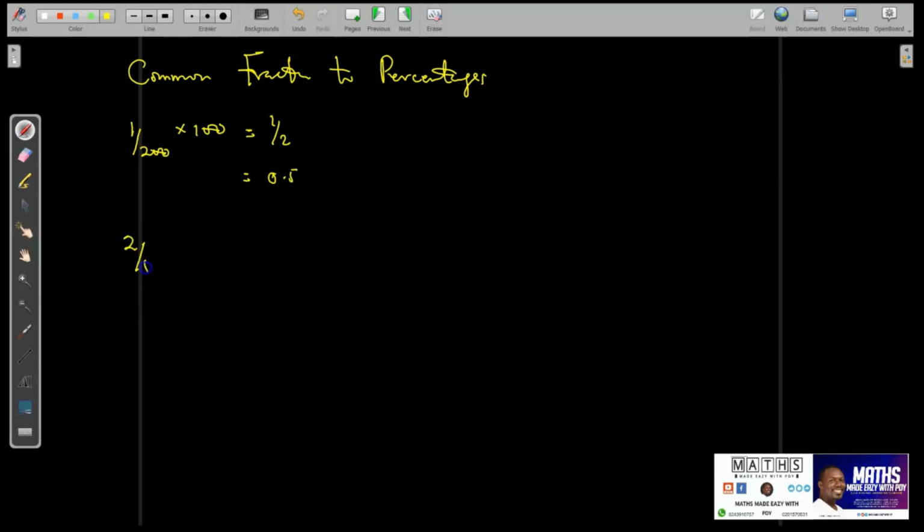So let's take some worked examples. One is 2 on 5. Number 2 is 7 on 50. And then number 3 is, no, let me make it 3 on 4. Let's change these numbers to percentages. So we multiply 2 on 5 by 100, 7 on 50 by 100, and then 3 on 4 also by 100. 5 will go into 100 how many times?